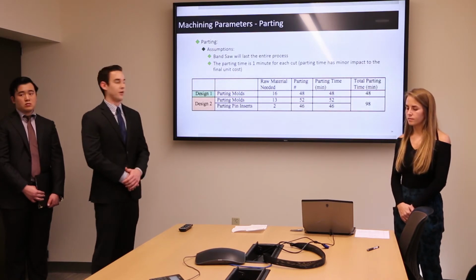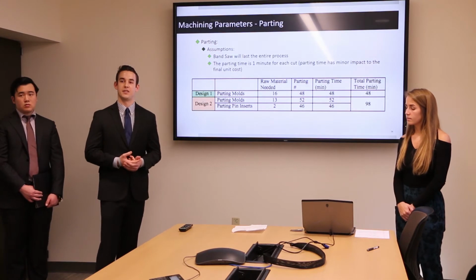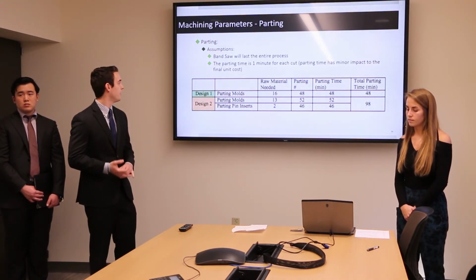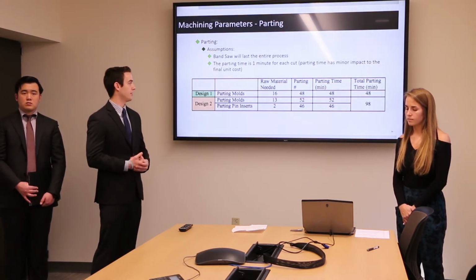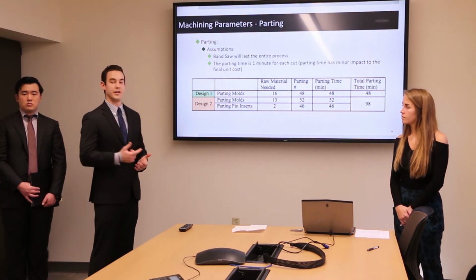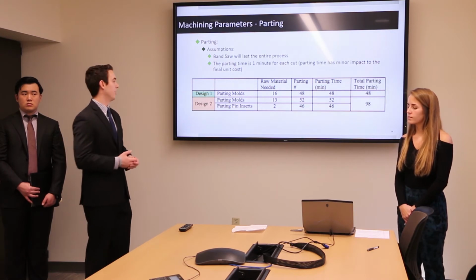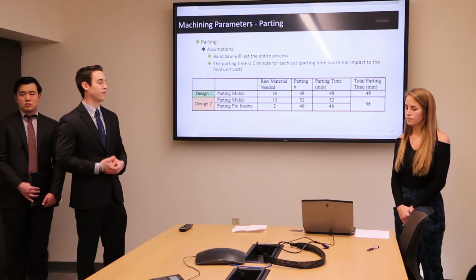So for our machine parameters for parting, we had 2 assumptions. 1, we assumed that our bandsaw was going to last the entire process, and 2, we assumed that the parting process would last 1 minute for each cut. So for design 1, we needed 16 raw materials to part into 48 cuts for a parting time of 48 minutes. For design 2, we only needed 13 raw materials to part into 52 cuts for the molds. But adding the pin inserts in design 2, we had to use 2 raw materials to part into 46 cuts.